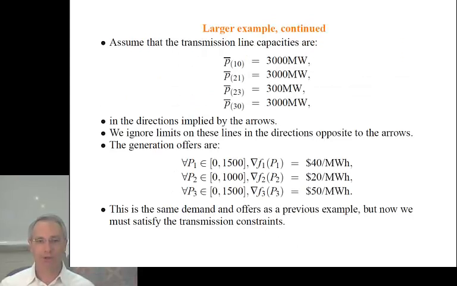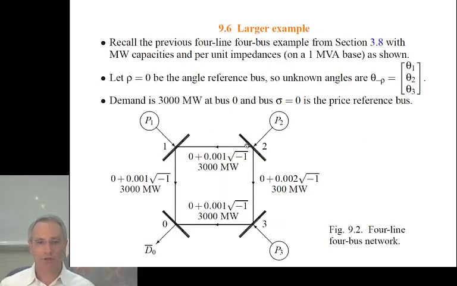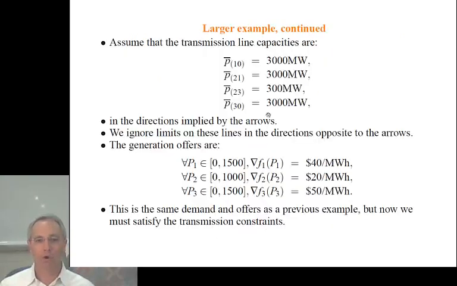Let's assume that the transmission line capacities are respectively 3,000 megawatts, 3,000 megawatts, 300, and 3,000 in the directions implied by the arrows. So the constraints are in this direction from bus 1 to 0, from 2 to 1, 2 to 3, and 3 to 0. In general, there would be a similar constraint in the other direction, but we'll ignore those limits in the directions opposite to the arrows. The generation offers are, as we saw previously, $40, $20, and $50 per megawatt hour at buses 1, 2, and 3 respectively.